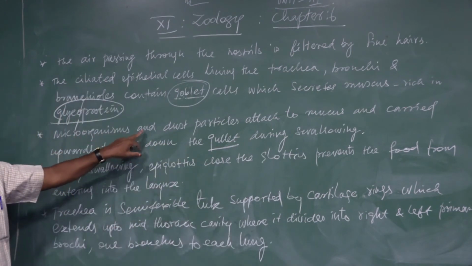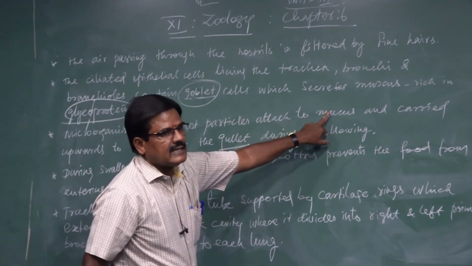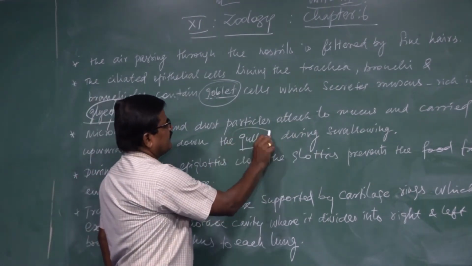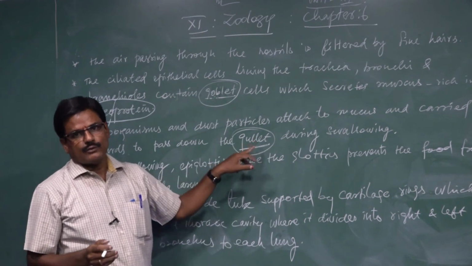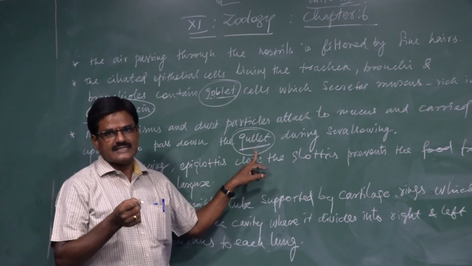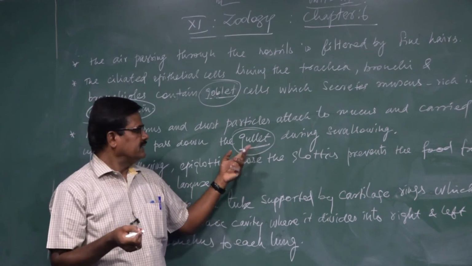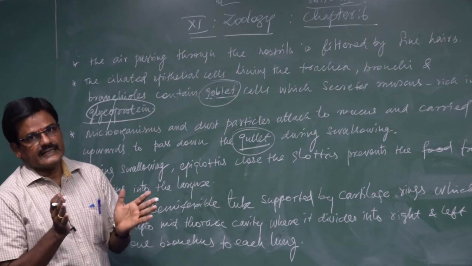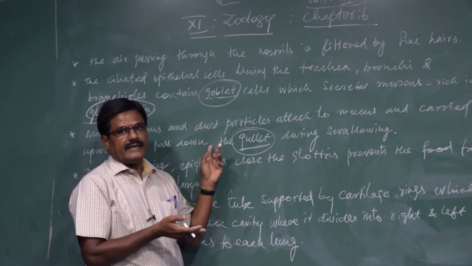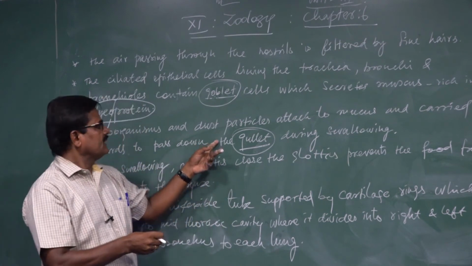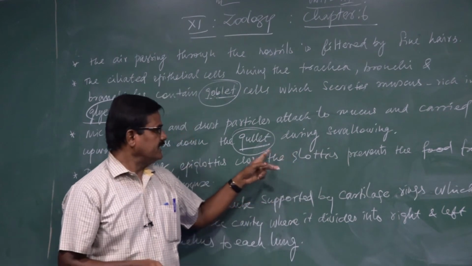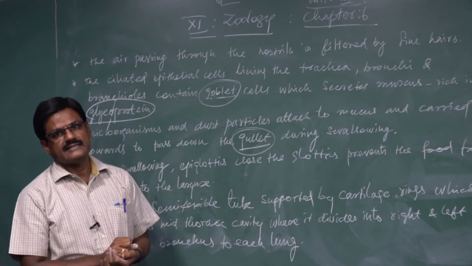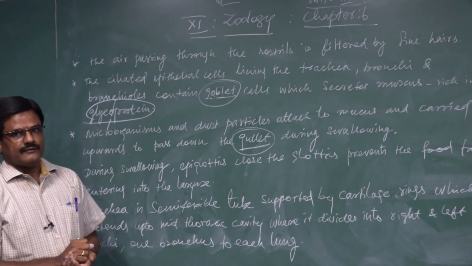Next, microorganisms and dust particles attached to the mucus are carried upwards to pass down the gullet during swallowing. What is meant by gullet? The gullet is a small opening present where the mouth ends and the esophagus starts. In that particular region is the gullet. So when the microorganisms and dust particles attached to the mucous membrane are carried upwards and passed down to the gullet during swallowing, the microorganisms entering the stomach meet HCl, hydrochloric acid. That hydrochloric acid kills the harmful microorganisms.